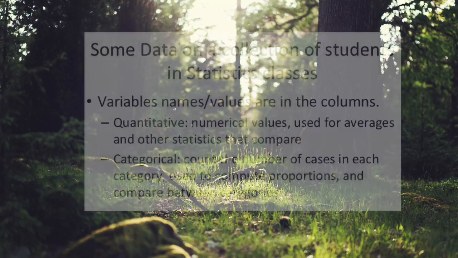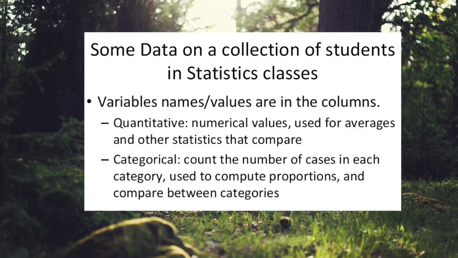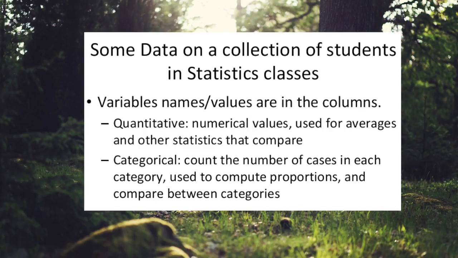Some data on a collection of students in statistics classes. Variables, names and values are in the columns. Quantitative: numeral values used for averages and other statistics that compare. Categorical: count the number of cases in each category, used to compute proportions and compare between categories.